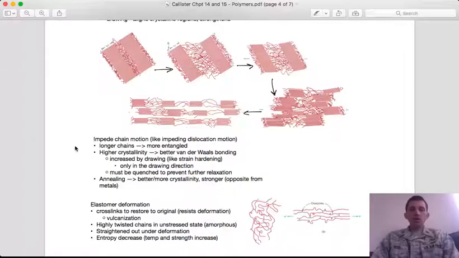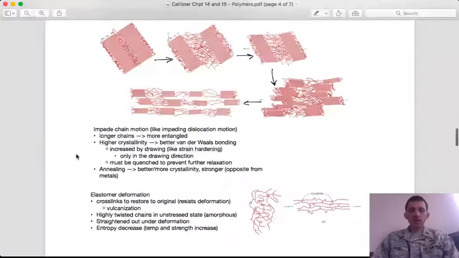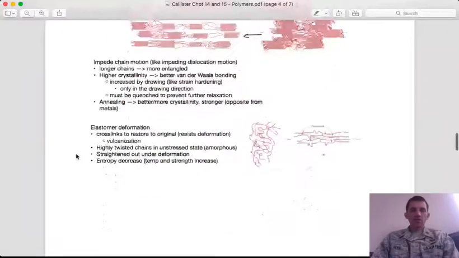But in polymer systems, annealing actually has the opposite effect, in that allowing these polymer chains to move about at a higher temperature more readily actually encourages them to line up and form crystalline regions. And these crystalline regions increase the stiffness of a material. So annealing a polymer actually has the opposite effect of annealing a metal.